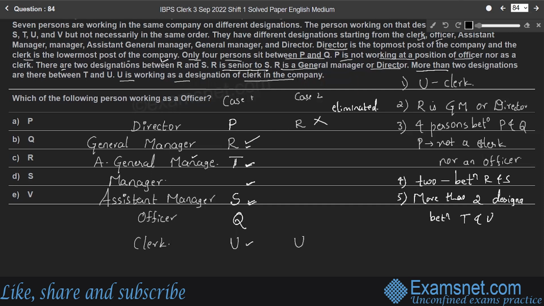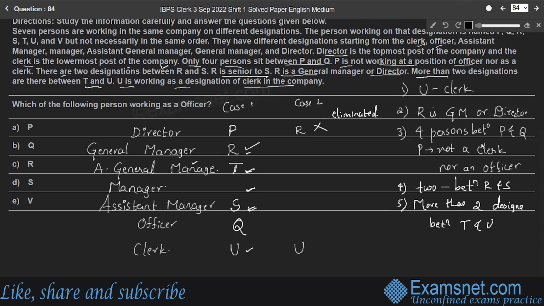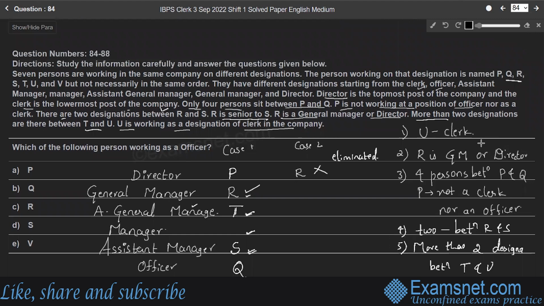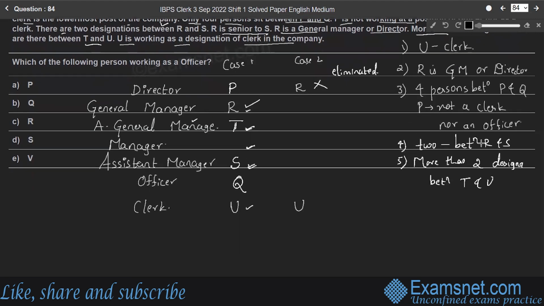So next point. Yes, all points got over, right? So who is the remaining person in the company here? There are totally 7 persons, P, Q, R, S, T, U, and V. According to the information, P's, Q's, R's, S's, T's, U's positions are given. So 6 persons' positions are given, and the left person is V. V is manager of the company, right?